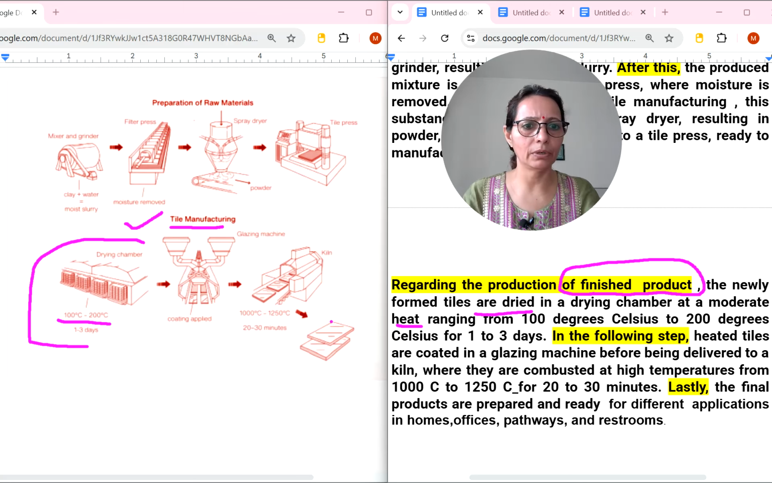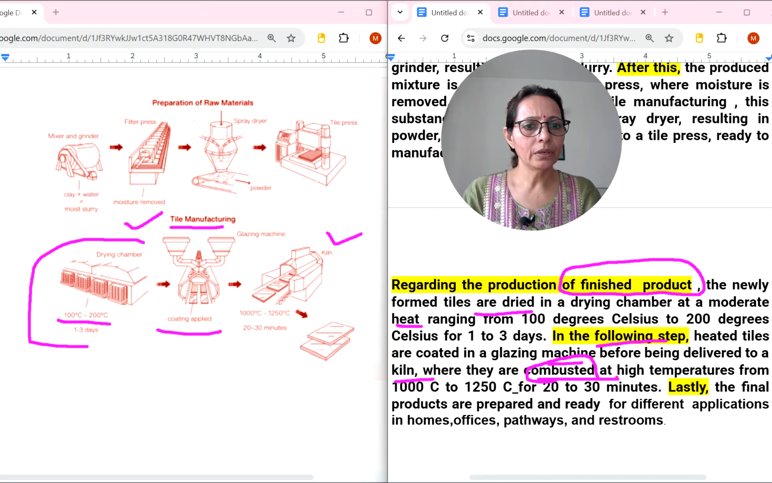Now coming to the second one, in the following step, heated tiles. So tiles were heated over here, as we can understand that this is the drying chamber, temperature is there. Heated tiles are coated in a glazing machine before being delivered to a kiln. This is kiln, where they are combusted at a high temperature. So the combustion word, yes, this is the vocabulary we have used. Otherwise, no other extra vocabulary we have used.